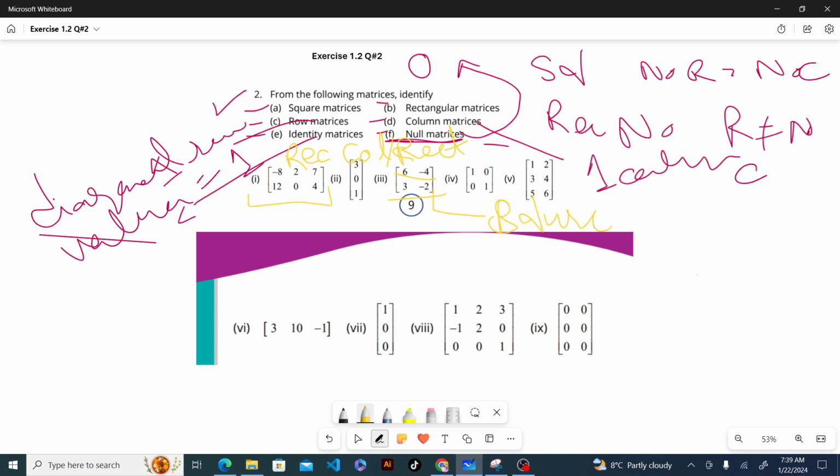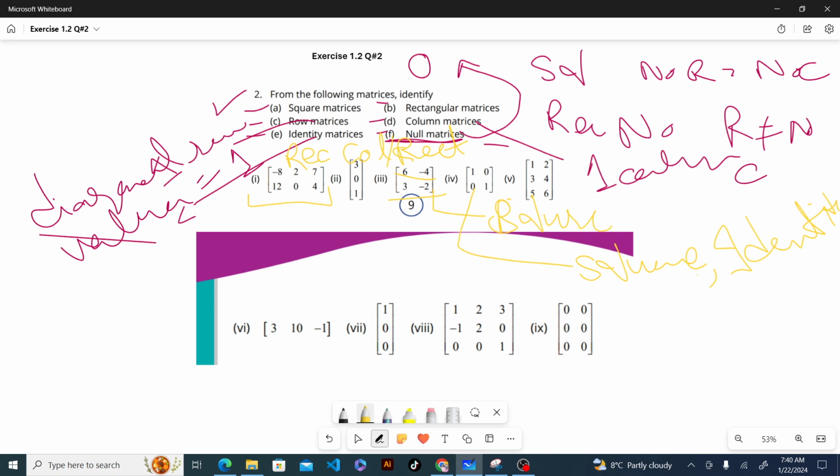Now for 3, it has the same number of rows and columns, so it is a square matrix. Okay. Then 4, same number of rows, same number of columns, so it is square. See, the other thing is the diagonal values are equal to 1, so it is an identity matrix as well. Okay, identity matrix as well.